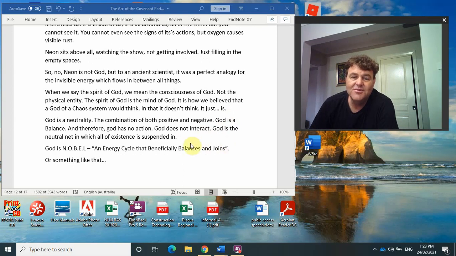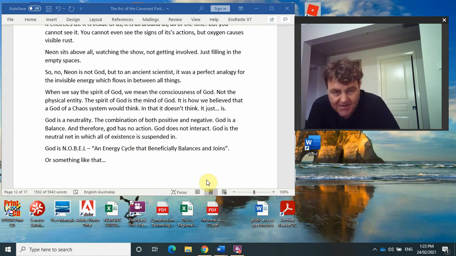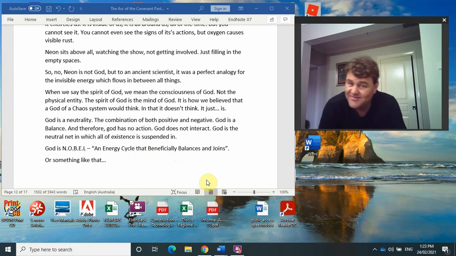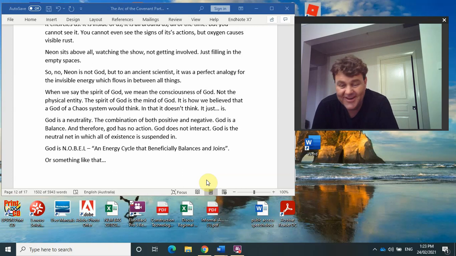It's the neutral net in which all of existence is suspended, right? The net, the energy balanced beginning. Right? God is noble, Nobel, an energy cycle that beneficially balances and joins. Right, you can spell it L-E, it doesn't really matter. And look, I'm no expert. I'm doing my best to translate these words, right?